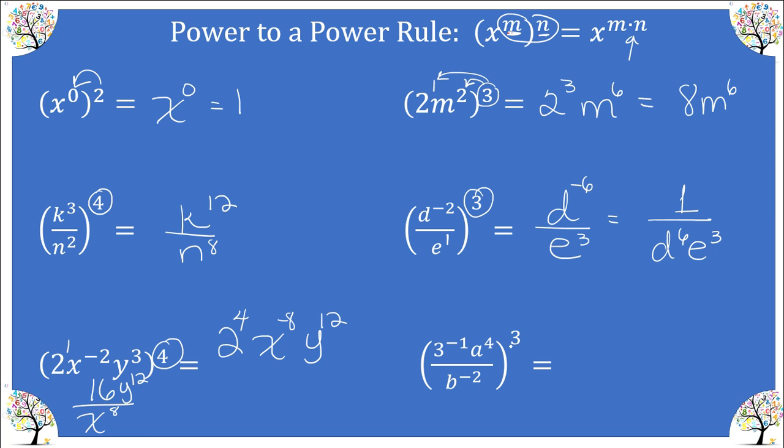On our last example, we have a 3, an a, and a b, and we are distributing this 3 here. So 3 times -1, 3 times 4, and 3 times -2. Now we need to bring the 3 to the -3rd to the denominator. We'll go ahead and evaluate 27. A to the 12th stays where it is. B to the -6 is going to flip to the numerator and become a +6.